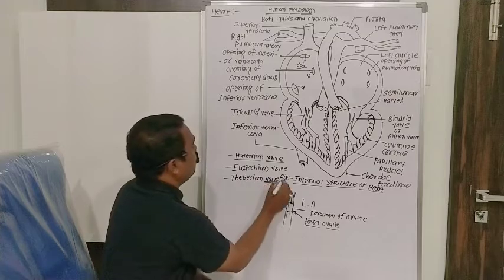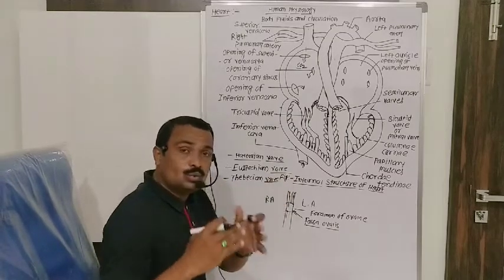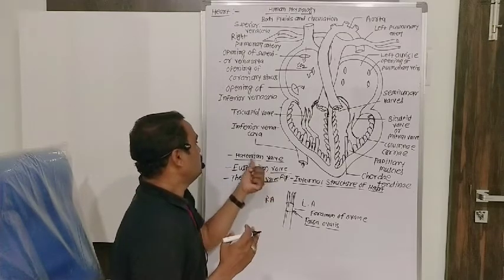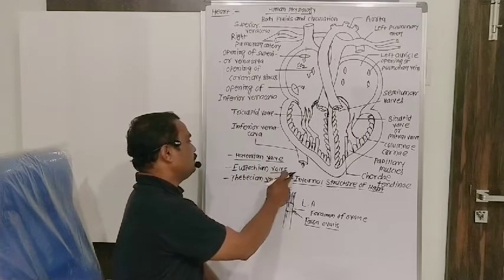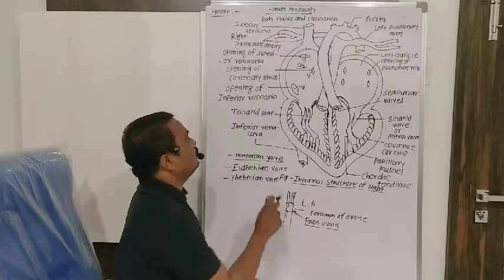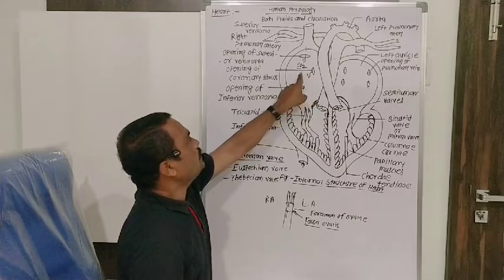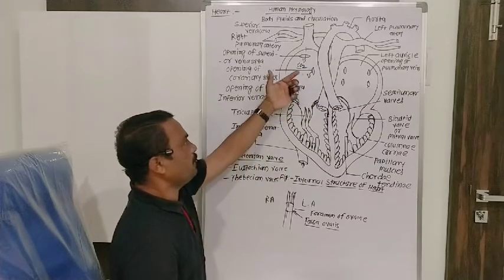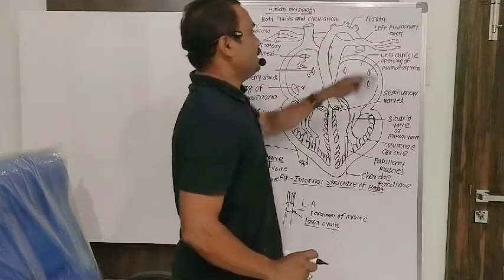Remember one important thing, valves are useful to prevent the backward flow of blood and maintain unidirectional flow of blood. The Haversian valve guards the opening of the superior vena cava, the Eustachian valve guards the opening of the inferior vena cava, and the Thebesian valve guards the opening of the coronary sinus. Means in the right auricle, 3 openings are guarded by these 3 valves, useful to prevent backward flow of blood. Okay, now the left auricle.